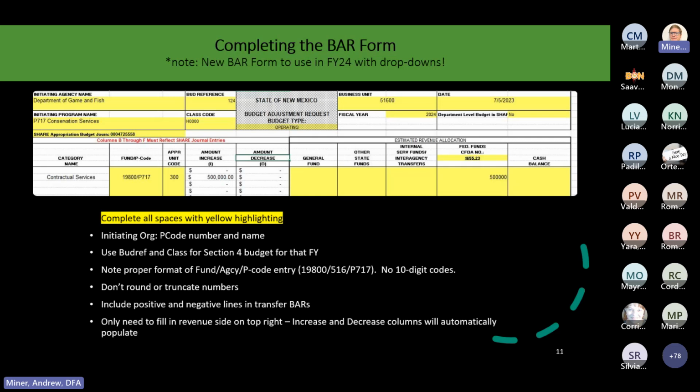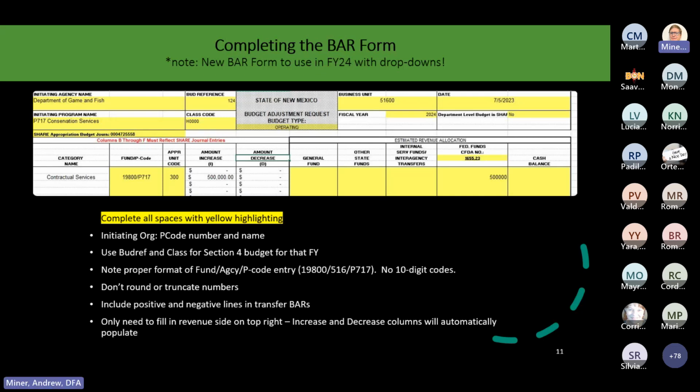So note the format of the fund and P code there. We did take out the agency, because that was a little redundant. In that yellow box, kind of in the middle bottom left there, you see fund P code. That's where you have your fund number that you're doing the bar in, and the P code number.